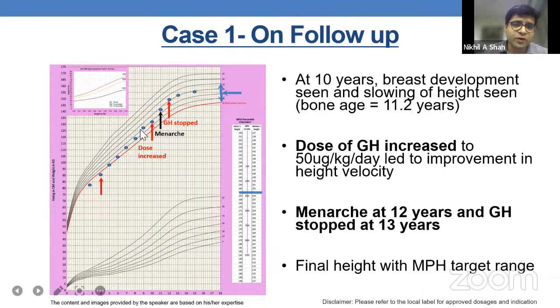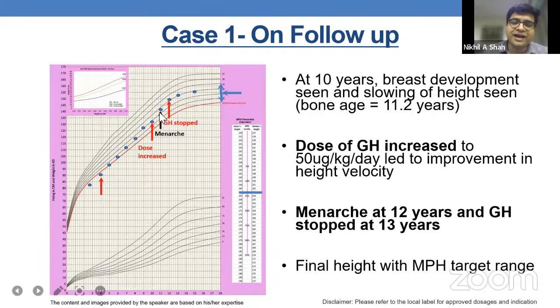So because of the slowing of height here, as you can see, the child was short, we've given growth hormone, there is a good catch-up. Slight slowing has happened here at 10 years. We increased the dose of growth hormone to 50 microgram per kg per day, which has led to an improvement in the growth velocity. So immediately after increasing the dose, you can see that the height has increased.